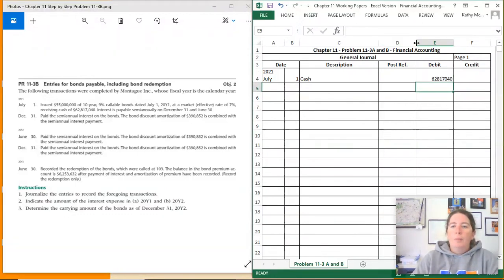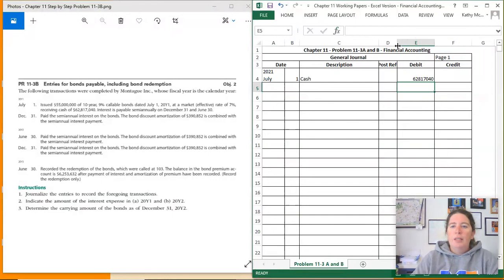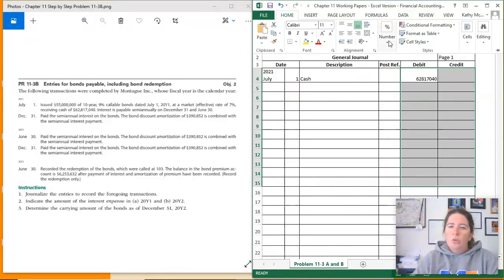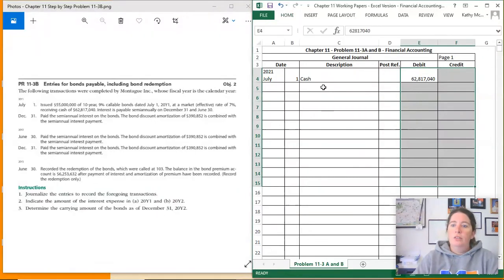$817,040. Let me do a little bit of editing here. I'm going to make that smaller so it doesn't mess with my brain anymore. And I'm going to turn these into commas with no decimal points. Okay. Now that I understand what they are supposed to look like, we have our debit of how much cash we received.